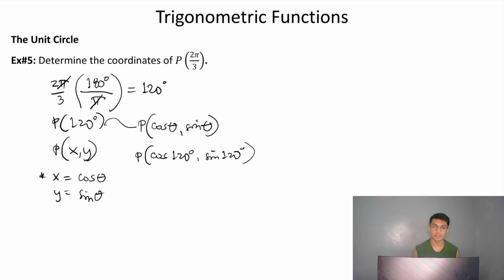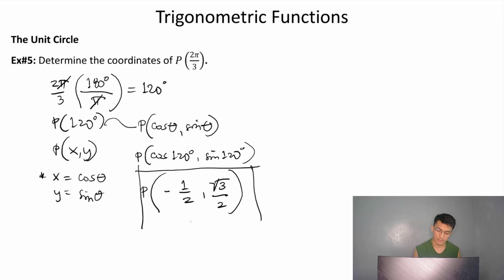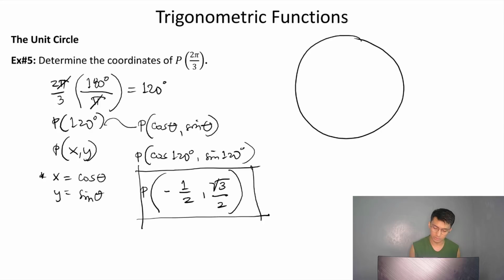So, ang value ng ating cosine 120 degrees, we have negative 1/2 from the table na already solved na for you. And for sine 120, we have square root of 3 over 2. So, this is the coordinates of the angle 120 degrees. Kung i-drawing natin yan for a unit circle, we have this figure.